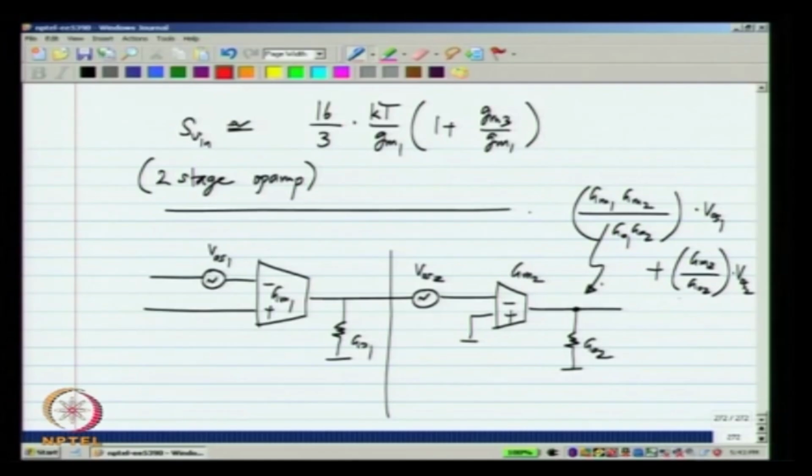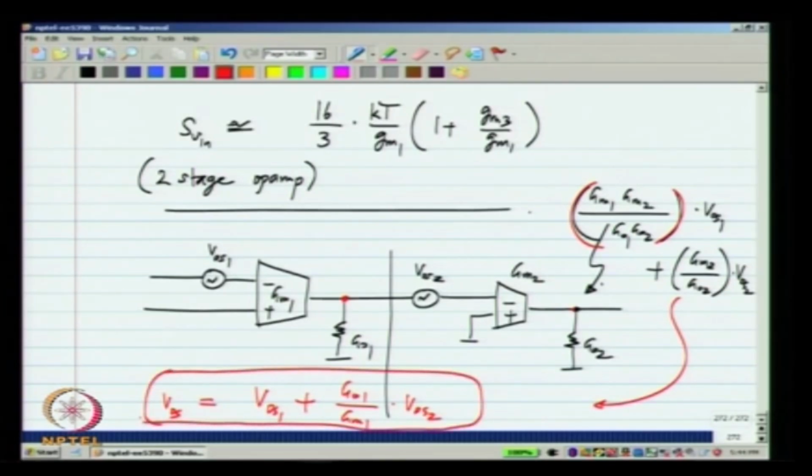Now, when we refer this to a single offset source at the input, we divide this by the overall gain, which is this number. So, VOS at the input would be VOS1, because it is from the first stage it adds directly, plus (GO1 by GM1) times VOS2. Just as with noise, VOS2 is divided by the gain of the first stage. So, when we compute the input referred offset, the contribution of the second stage will be quite negligible.